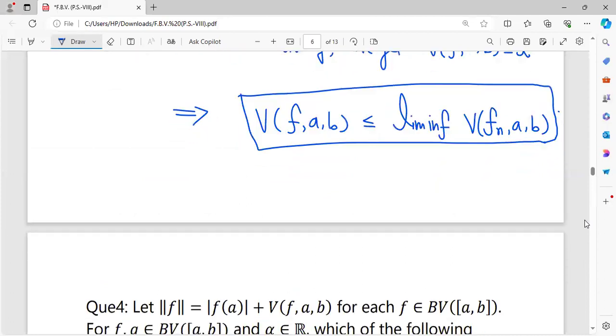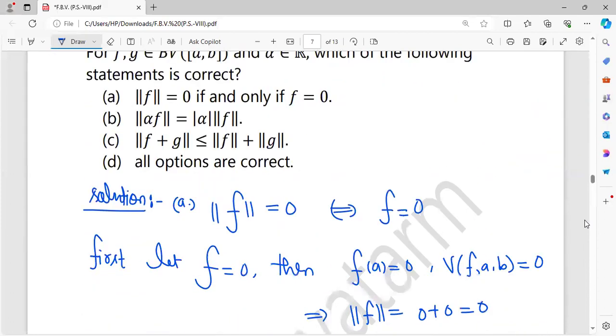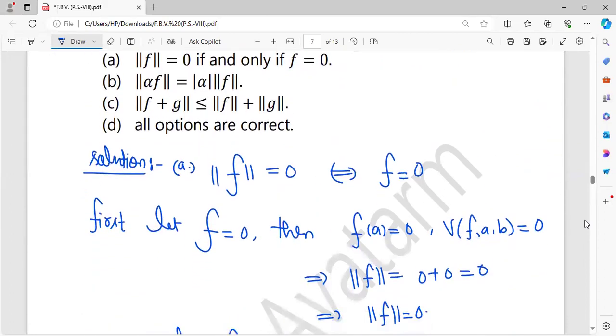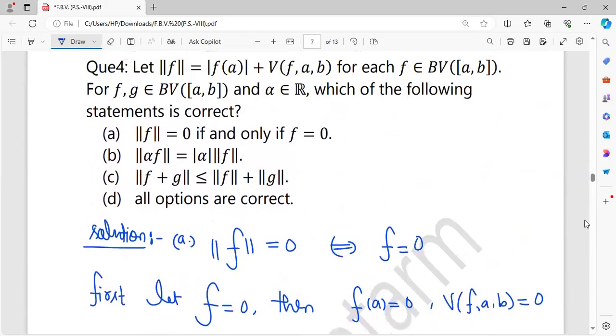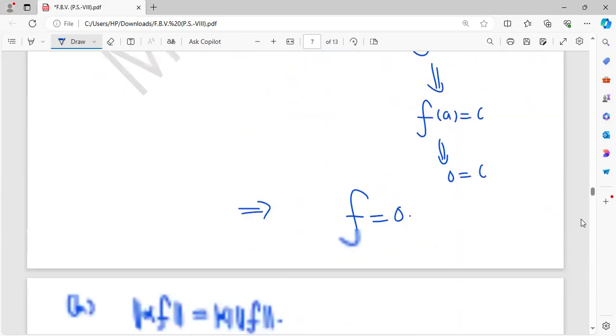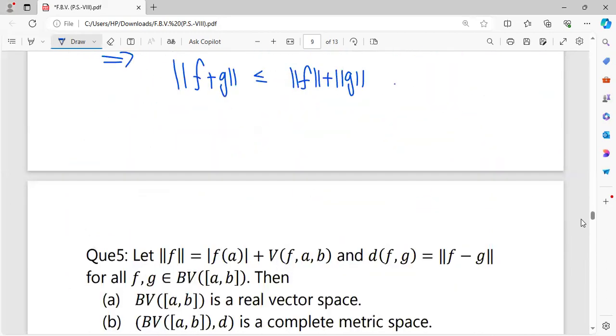So which option is correct? A option is correct, B option is correct, C option is correct. So therefore all the options are correct, so option number D is correct. Now move to the last question. This one.